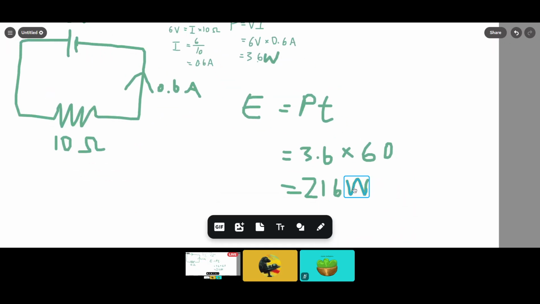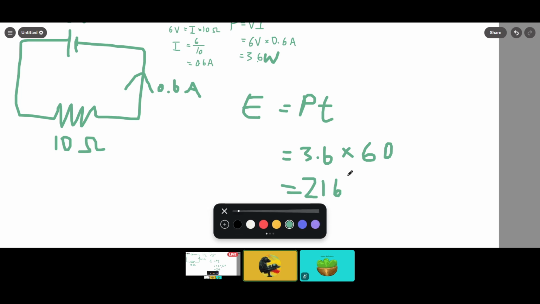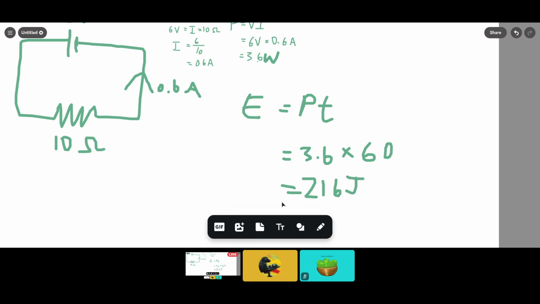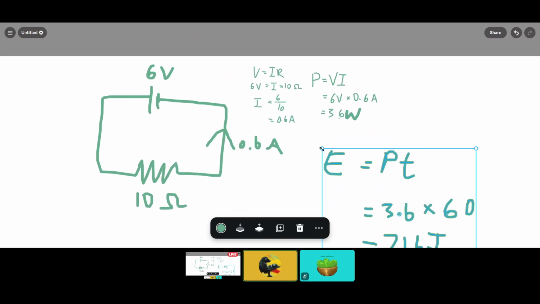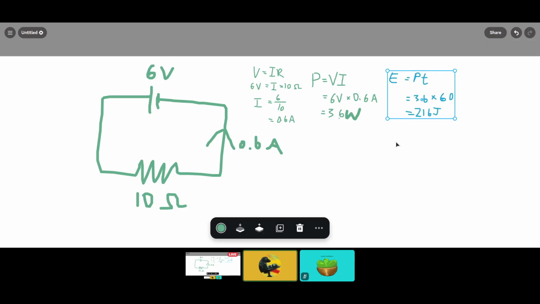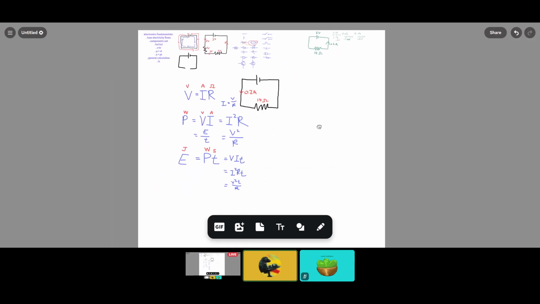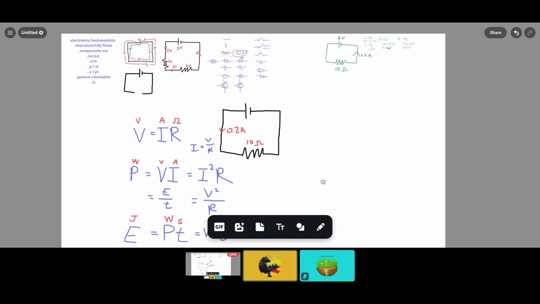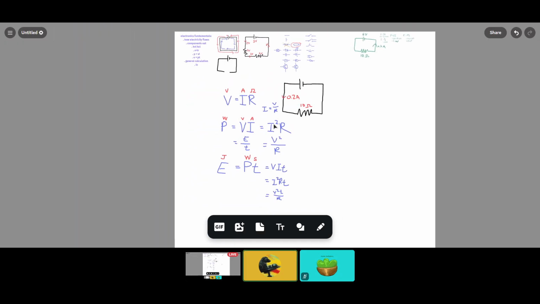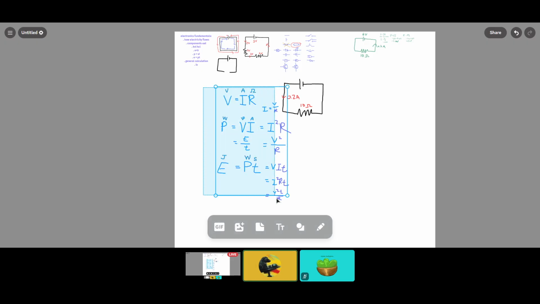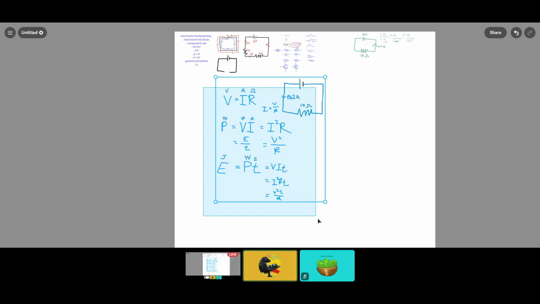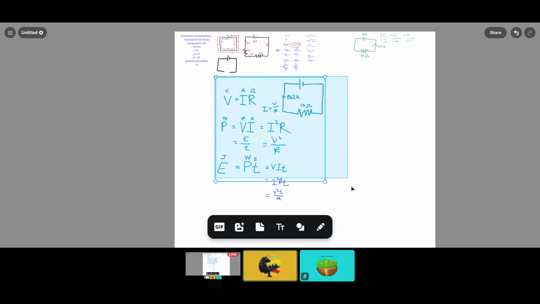So if you got these answers, then you understand really quickly, and good job to you. Okay, so that is V equals IR. That is voltage, current, resistance, power, and energy, and time, I guess. So let me just make this a little bit smaller.